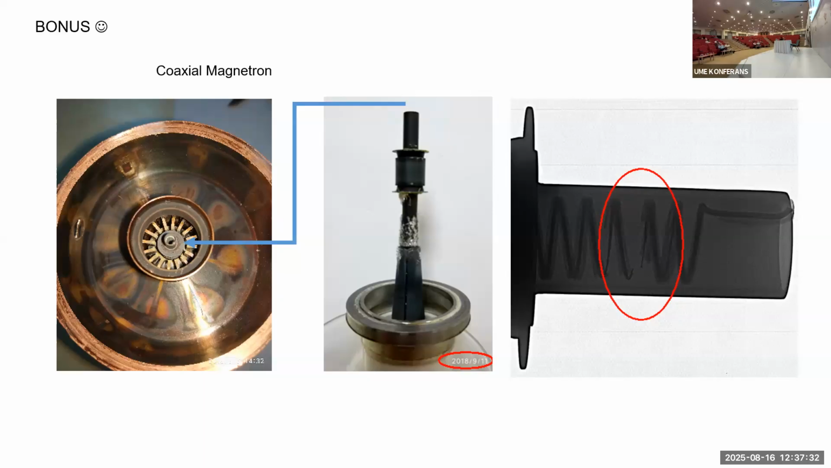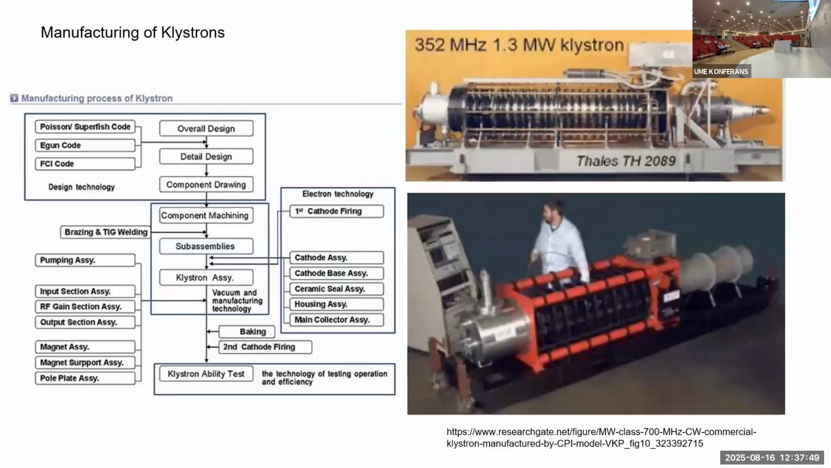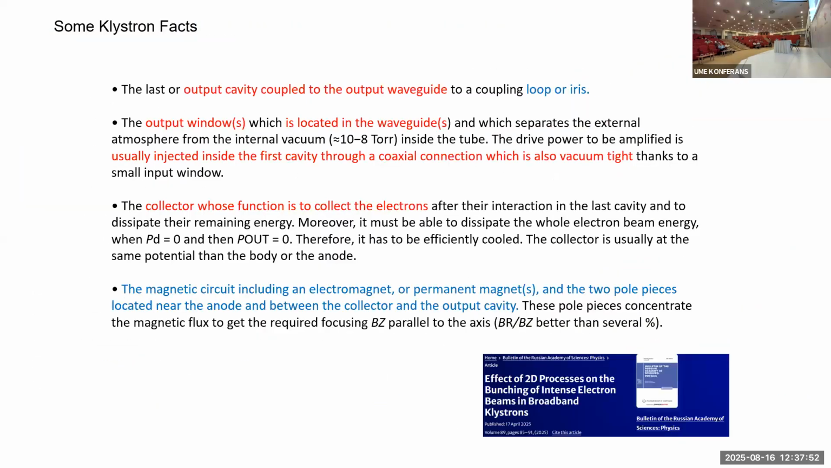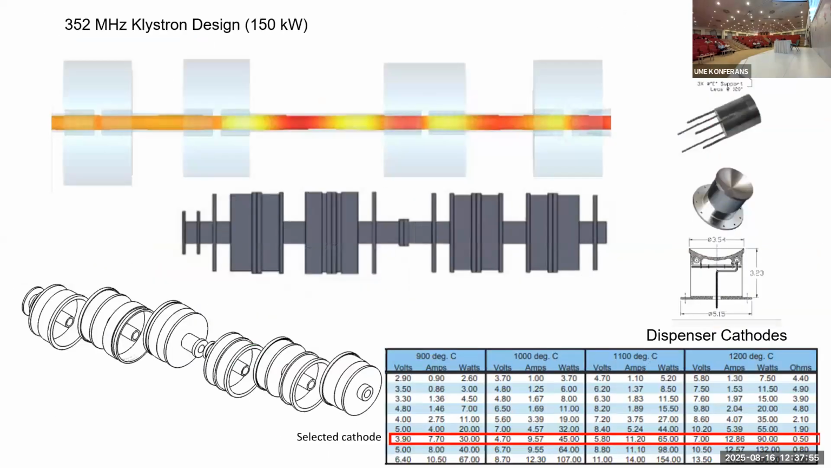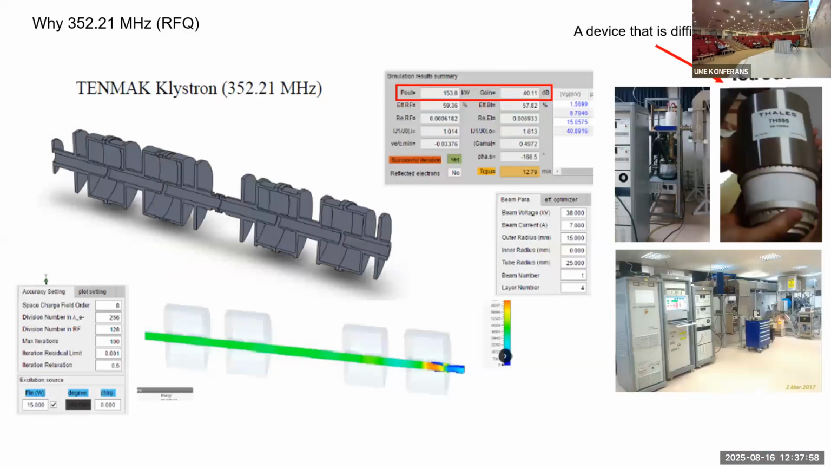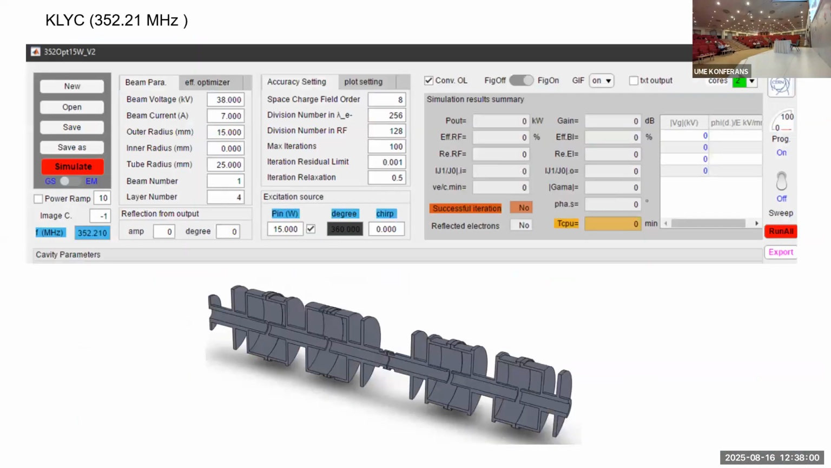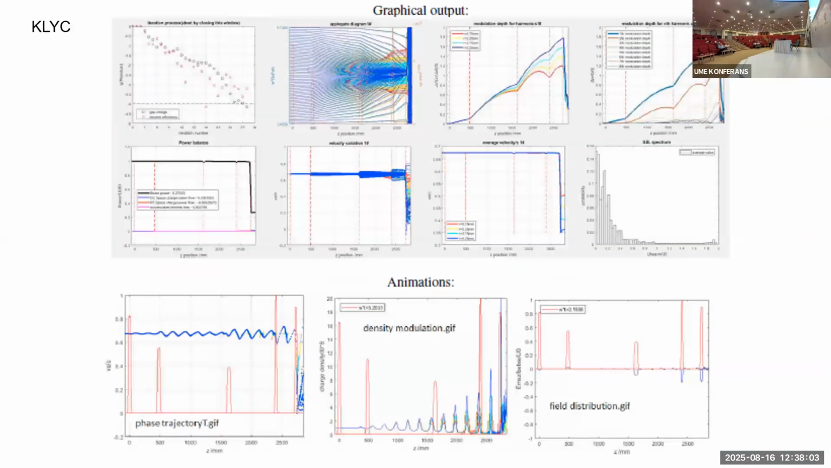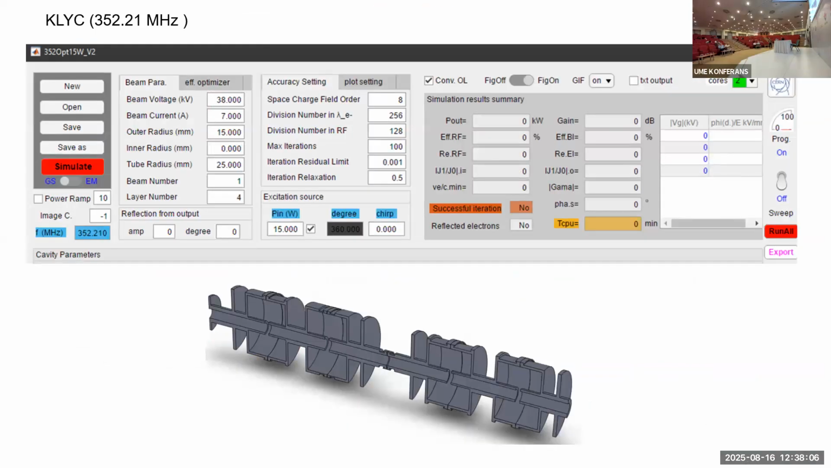One question: what was your input RF power in your design? This 352 MHz, it's about 30 watt. 13 watt. Let's check it. Go back. Input power, yeah. Oh, yeah. It's about 50.